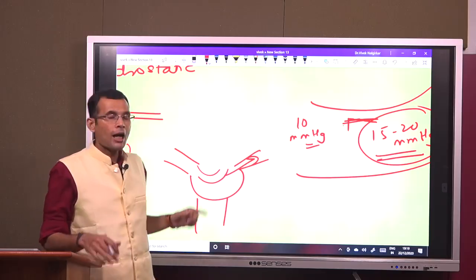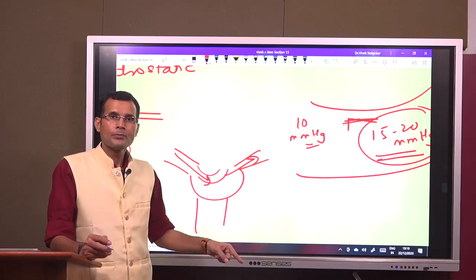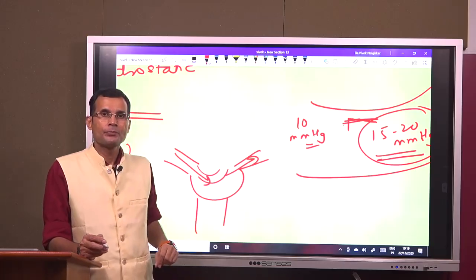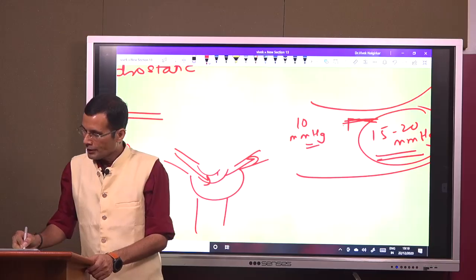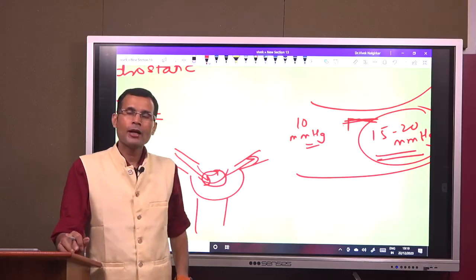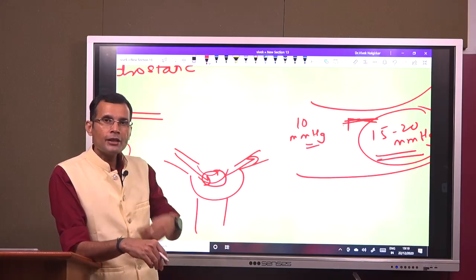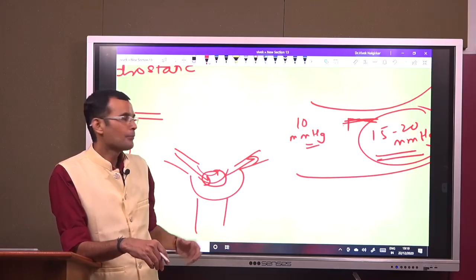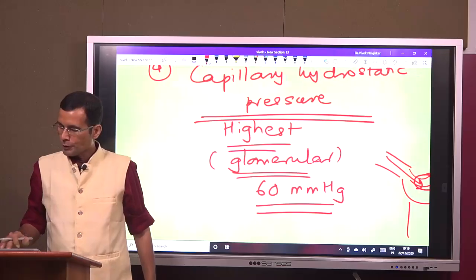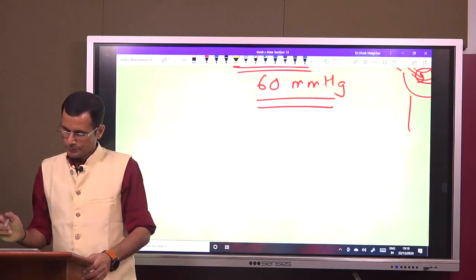So, the amount of blood coming into the glomerulus per unit time, not all of it leaves the glomerulus per unit time. Which means what? Which means the blood accumulates in the glomerular capillaries. And you remember we have discussed the Starling's equilibrium when I told you that the greater the amount of fluid accumulated, the greater is the hydrostatic pressure. Okay. So, therefore, the hydrostatic pressure is highest in the body in the glomerular capillaries.